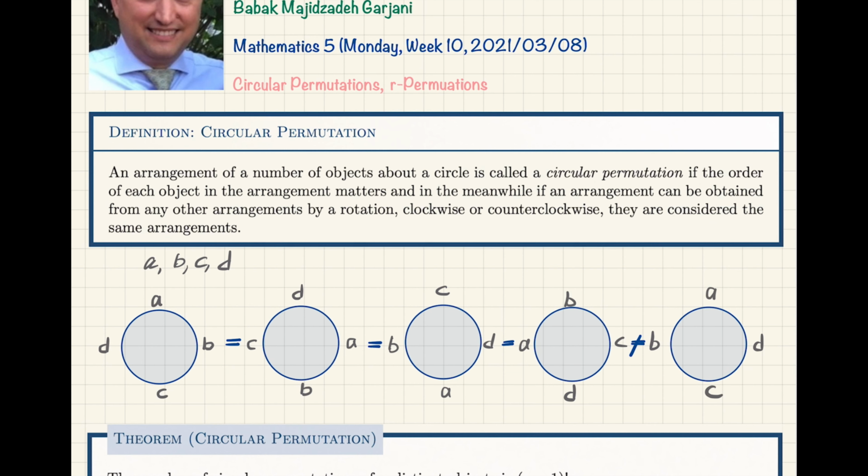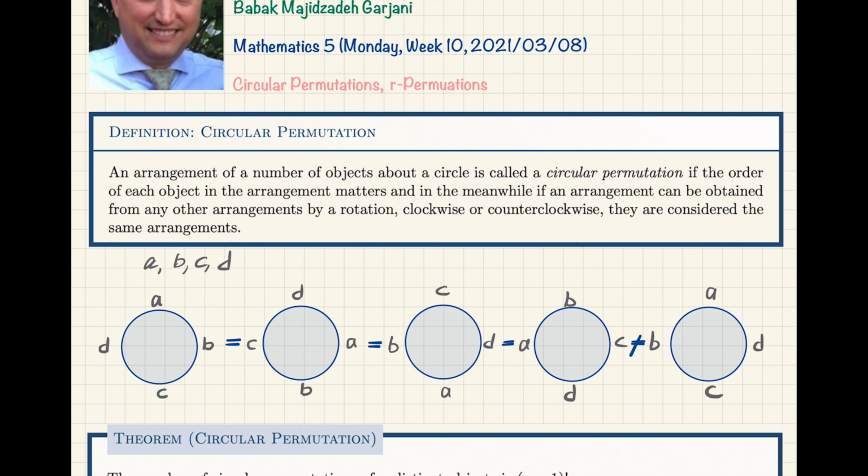So if I ask you how many circular permutations you see in this figure, you would say I see only 2. All of these are counted once and this one is counted once. But if I ask you how many linear or just permutations, how many permutations you see here, this is 1, 2, 3, 4, and 5.